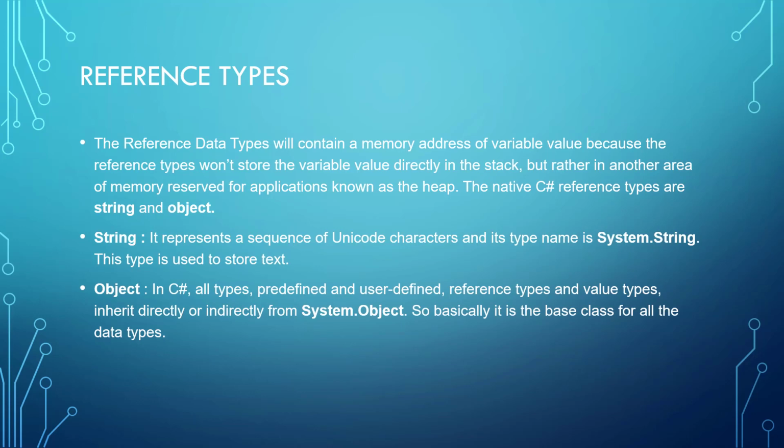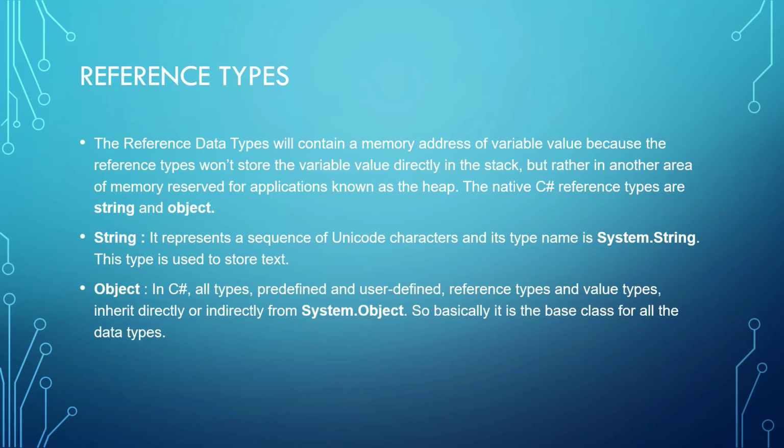There are 2 native C# reference types that are available. One is known as a string. A string is used to hold text, right? It's the type used to store text. Pretty much everything that we looked at from a value type perspective held a number. But a string holds text, and it represents a sequence of Unicode characters. It comes from the actual type System.String. The other reference type is object.